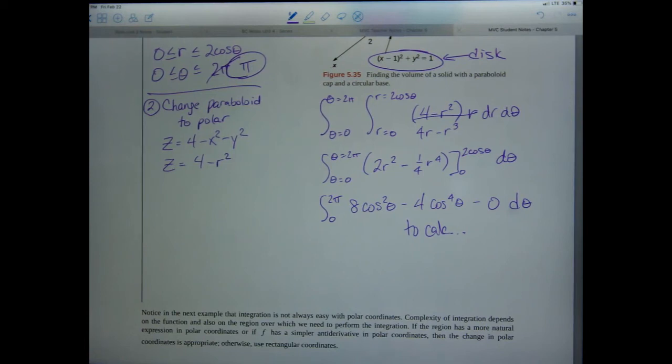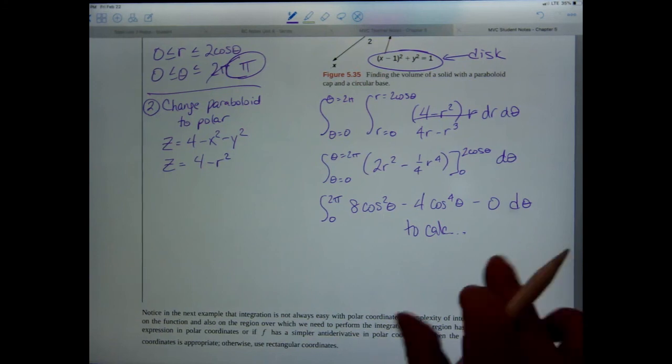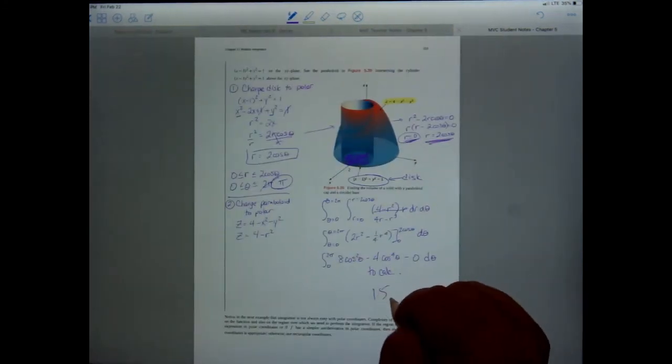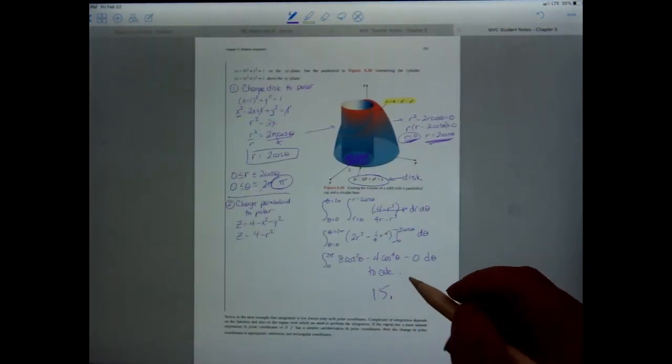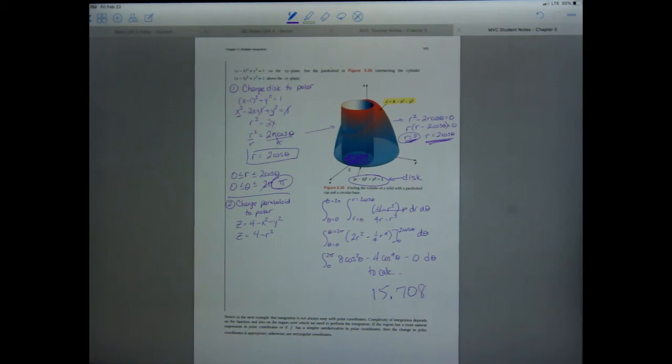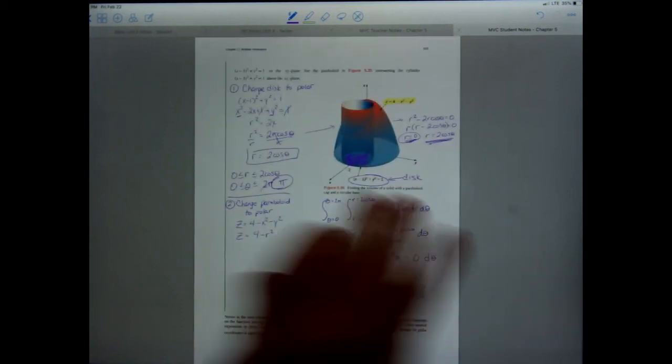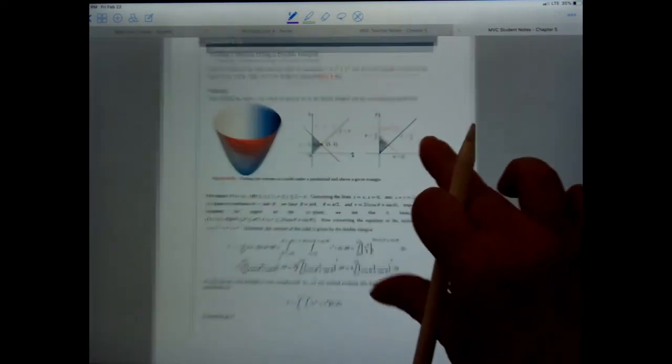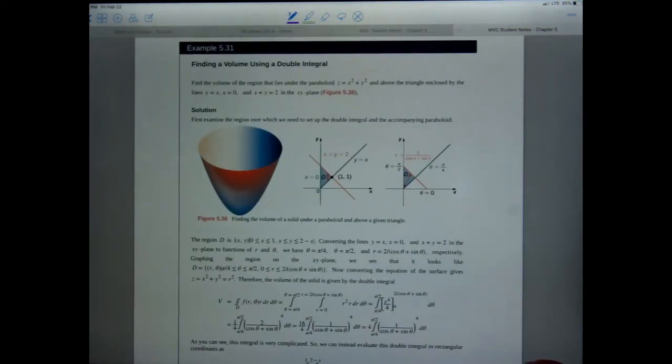So it is 15.70796. Okay, cool. That's what I wanted. Moving on. Wait, so it's not going to be half of that? Oh, it is going to be half of that. Sorry, it's supposed to be half of that. 7.854.